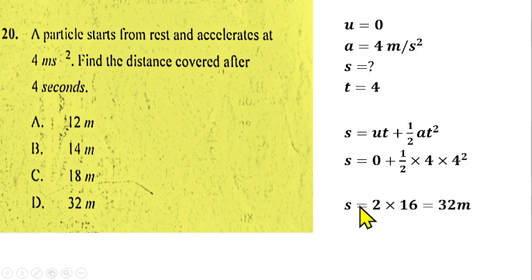So from there we have s equals, 2 can go into 4, that gives us 2. 4 squared gives us 16. 2 times 16 gives us 32. So that means the distance is 32 meters, which is option D for question number 20.